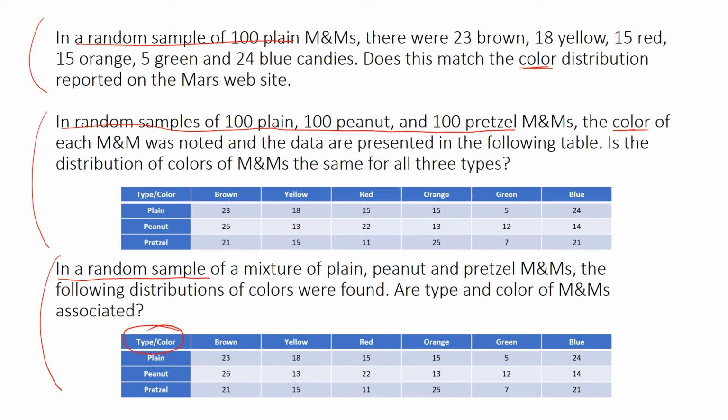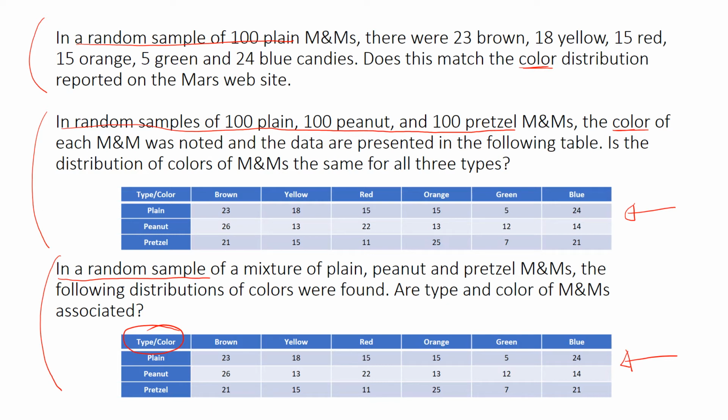They're categorical variables. Anytime I have 2 categorical variables, it must be association. In this case, type has 3 categories, color has 6, but it really doesn't matter the number of categories. If I have 2 variables, it must be the chi-square test of association. Notice that the two-way tables in examples 2 and 3 are exactly the same.